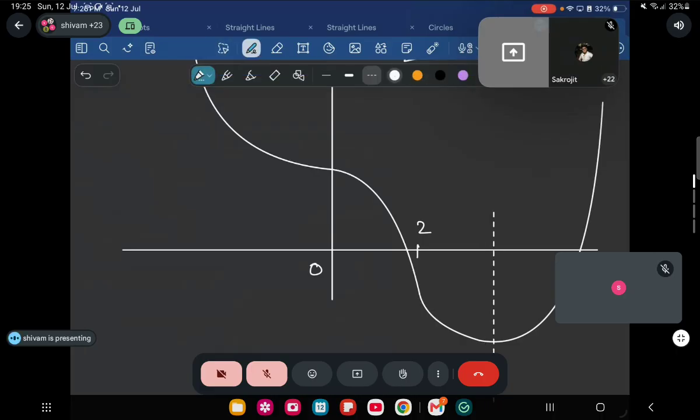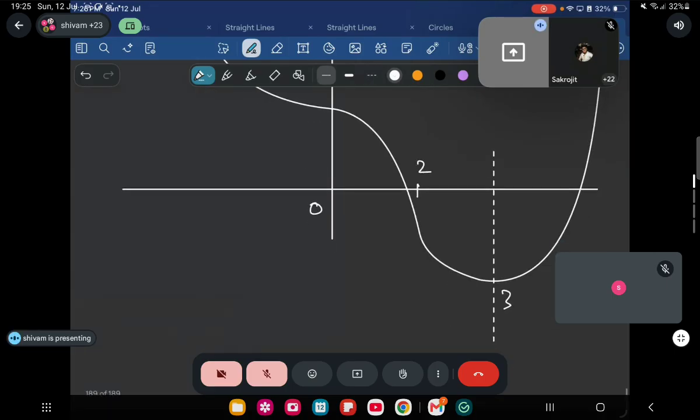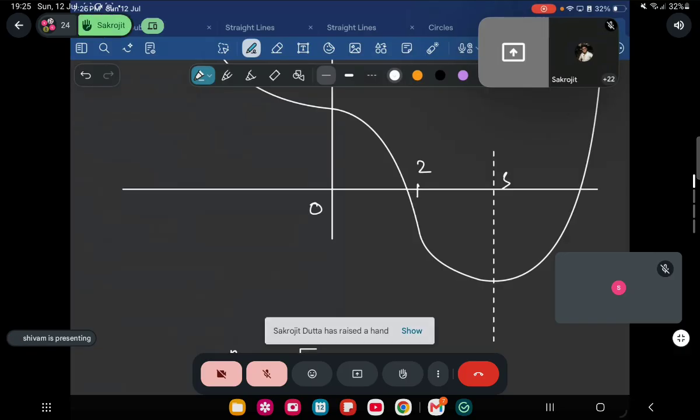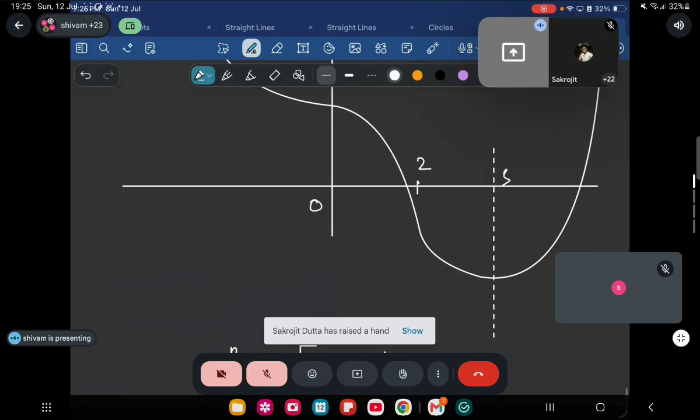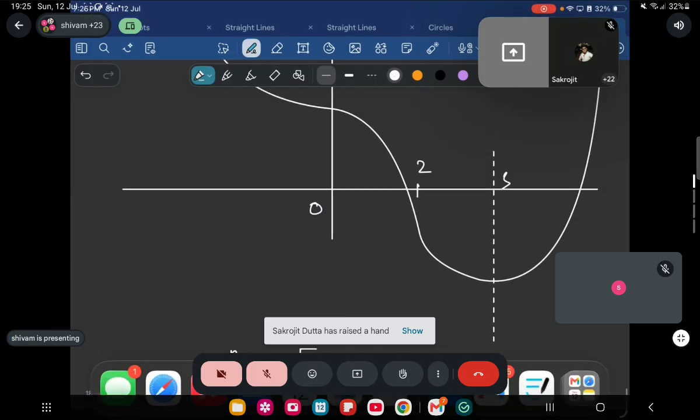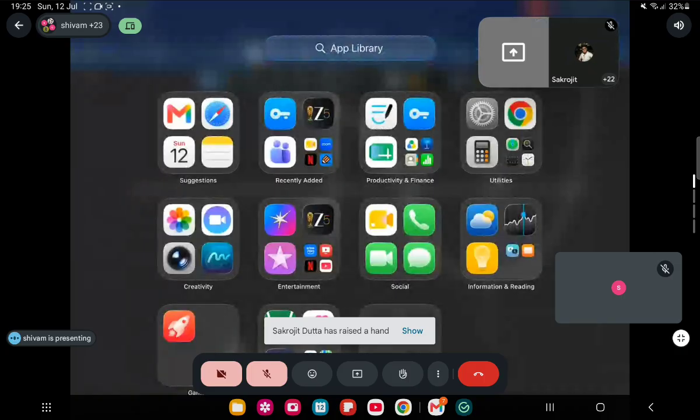Okay, let us check. Let us verify. Just tell me, what is the range? Anyone raise your hand, tell me what is the range? Yes, tell me, Shashwato. Minus 17 to infinity. Let us check whether this is the graph. Okay, I think this should be the graph.